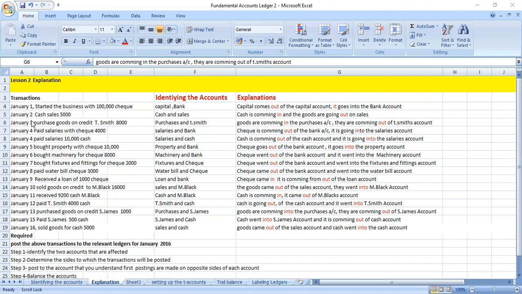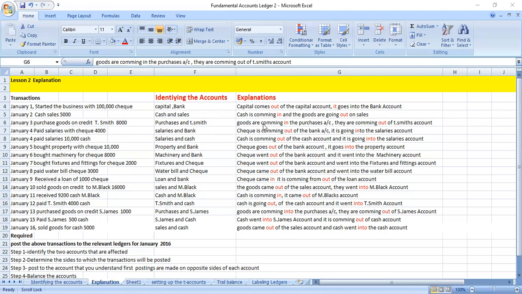On January 3, it says purchase goods on credit T. Smith $8,000. Remember, the two accounts are purchases and T. Smith. It means that this transaction was a credit transaction because we purchased goods from T. Smith. We did not pay by check or cash, so we have to create a T account for T. Smith because we want to track his account and track our payments, and how much purchases we make on his account. The two accounts that are affected now are purchases and T. Smith, how do we treat those?